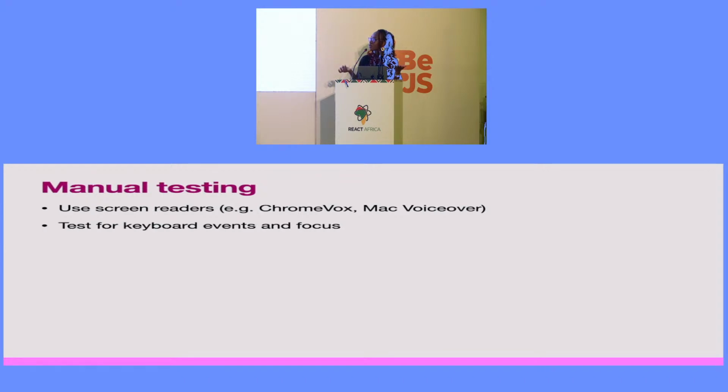It could be testing for keyboard events and focus. So just take off your mouse, tab through the website, see if you can actually navigate through all the parts of your website using only a keyboard. And it could just be checking the accessibility tree. So if you want to know if the layout or the landmarks or the semantic structures in your website are easy to navigate, just go to Chrome and check the accessibility tree.